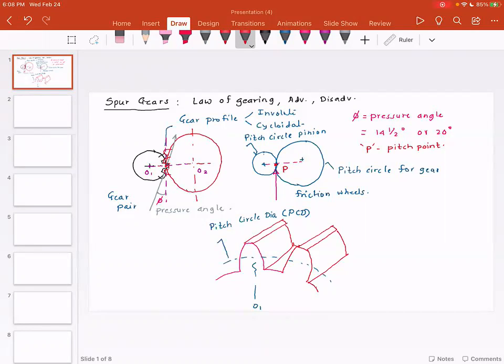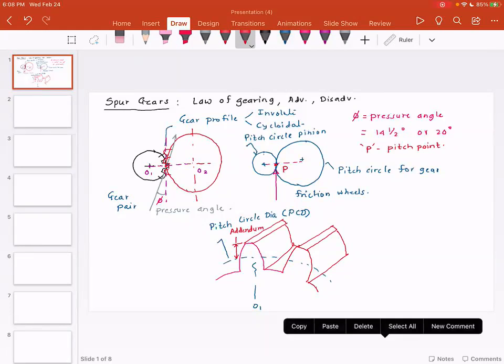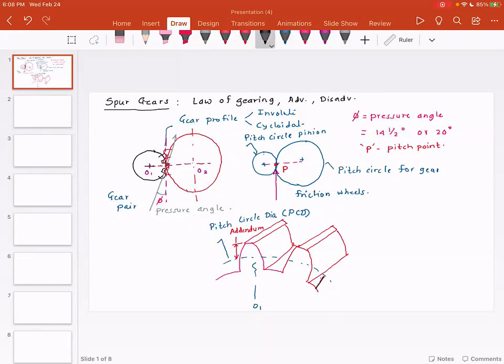Now, when you look at the gear tooth, this is the pitch circle diameter. You have part of the tooth that is above the pitch circle. You have the part of the tooth below the pitch circle. So this radial distance is called the addendum. This radial distance is called the dedendum.